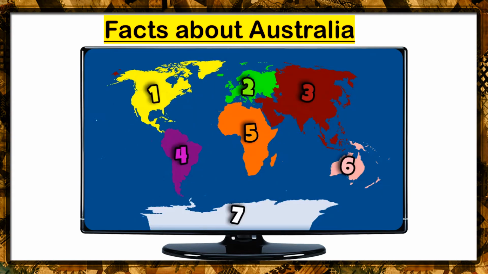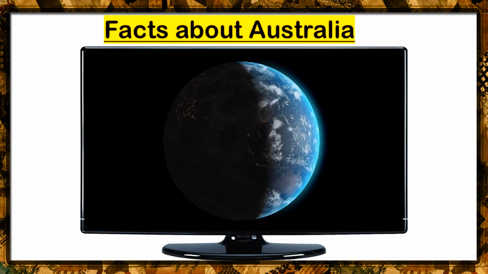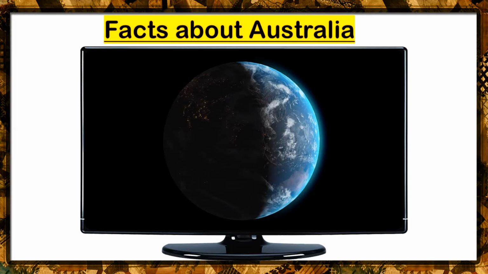Our world is made up of 7 pieces of land called continents. The country Australia is on a continent which is also called Australia. Australia is in the bottom half of our beautiful planet Earth. This is called the Southern Hemisphere.